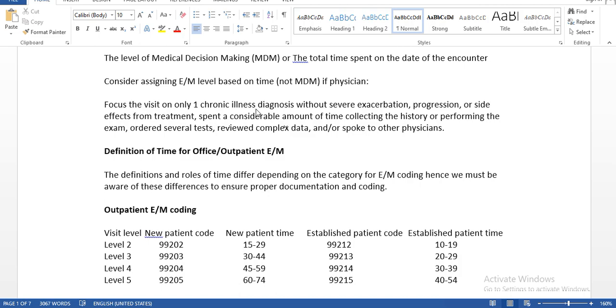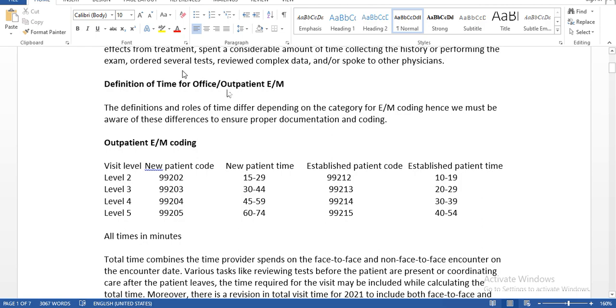So if the patient has severe exacerbation or progression, we will not use time-based coding; then we will use MDM coding, using the medical decision making. So here we need to find the keywords to know whether we can code using time or not. If the patient has a chronic illness without any exacerbation or progression, we can code based on the time.